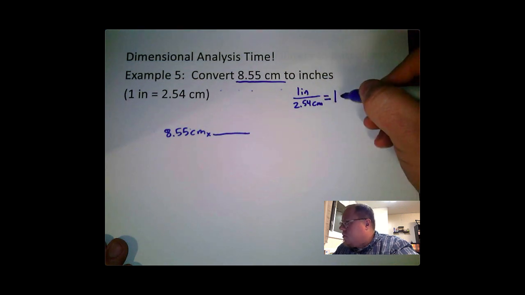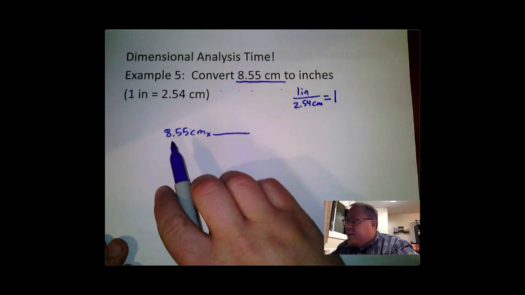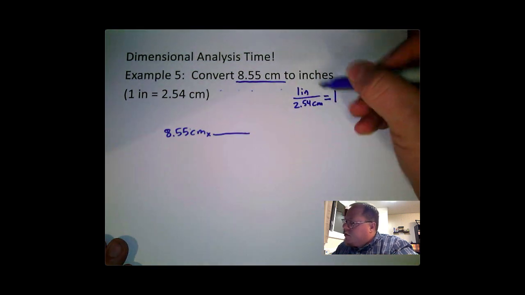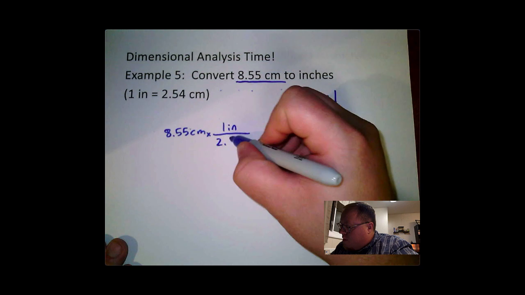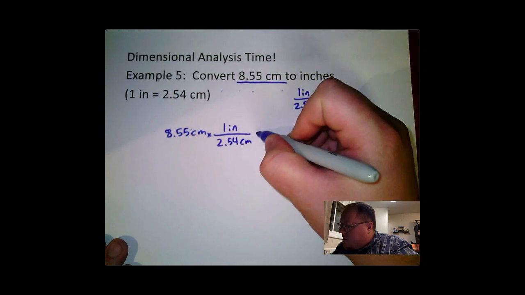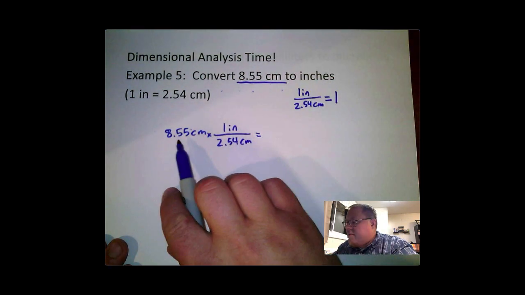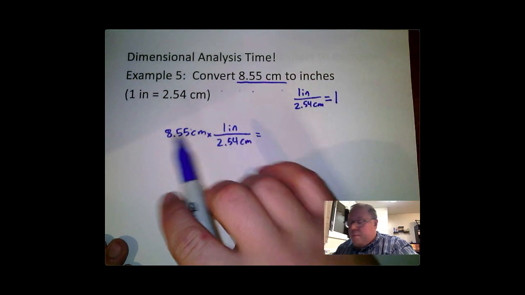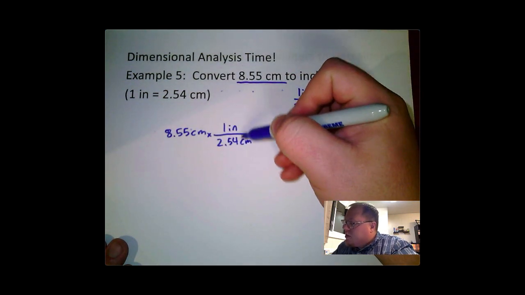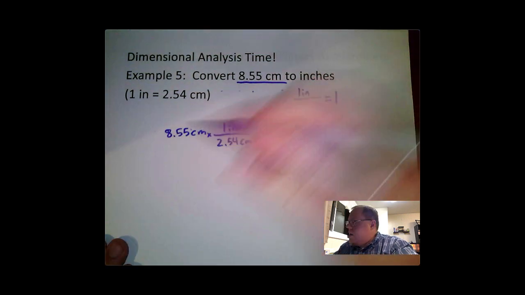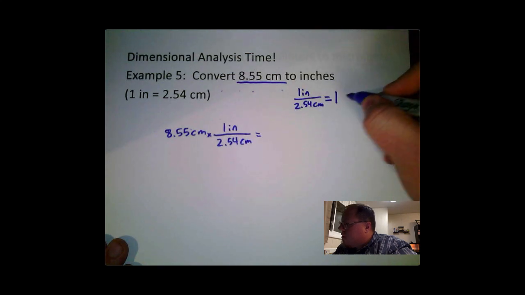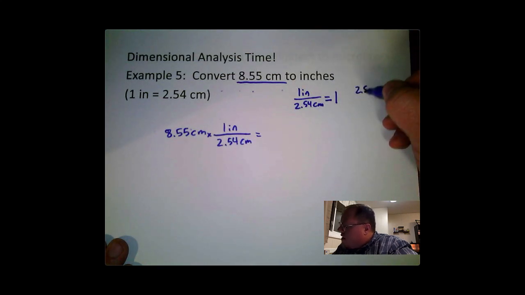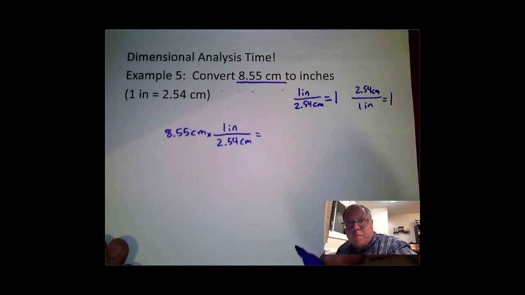These are equal, so 1 divided by the other is 1. So basically, if I take this and I times it by 1, but I use this factor here instead, 1 inch over 2.54 centimeters, I'm basically timesing 8.55 by 1, okay? But these numbers here, since they're equal to each other, will actually convert it. Now, there are actually two possibilities when using a factor. You could have an inch over 2.54 centimeters, or you could have 2.54 centimeters over 1 inch. That also equals 1. Okay?